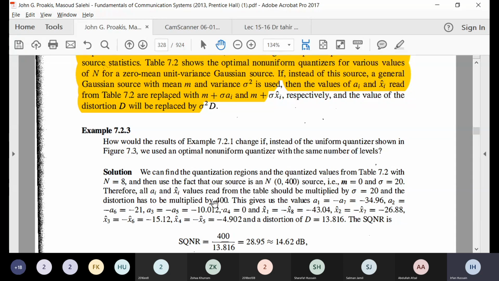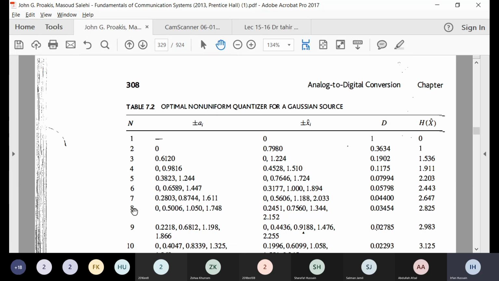We know the levels, we will just use this table. The table is standardized, but you know our mean is 0 and sigma is 20. So we will just take the values of ai and xi from the table and multiply them by 20 and add 0, which means nothing. So we just multiply with 20. Distortion will be multiplied by 400. And which row will we choose from the table? You can see again we are using 8 levels, so we'll use the table having 8 non-uniform levels. So you will just go to this one, copy all the values of ai's, copy all the values of xi's, multiply or add if there's to be addition, and you will get your distortion.